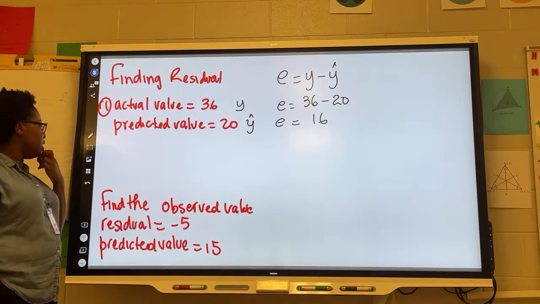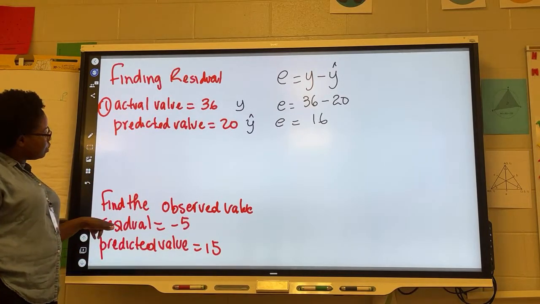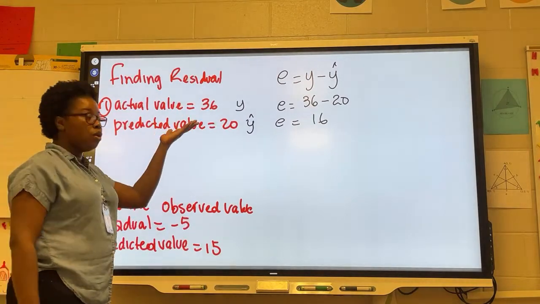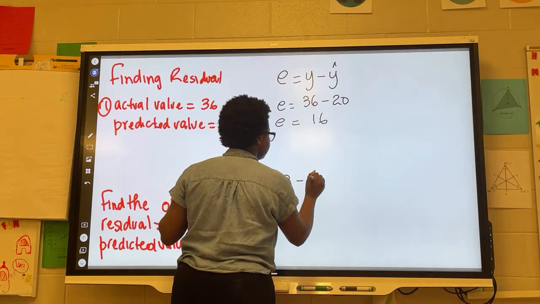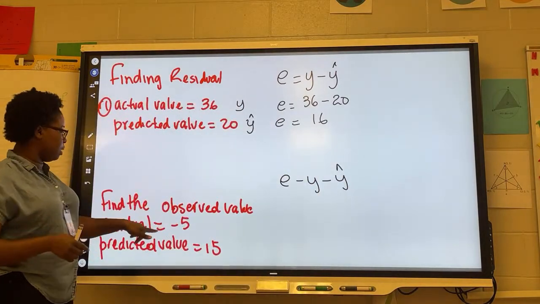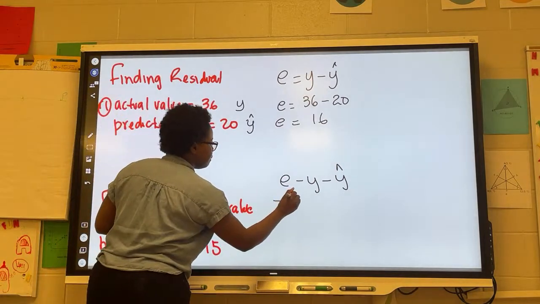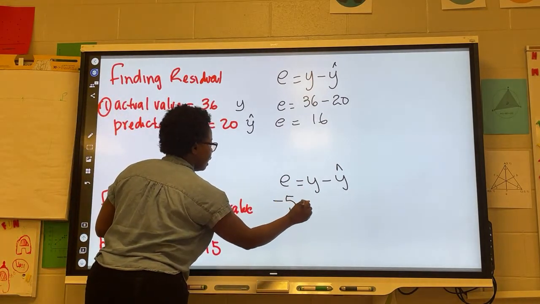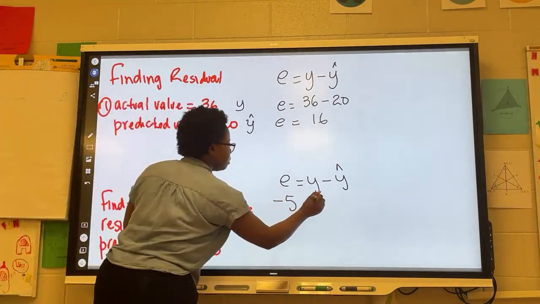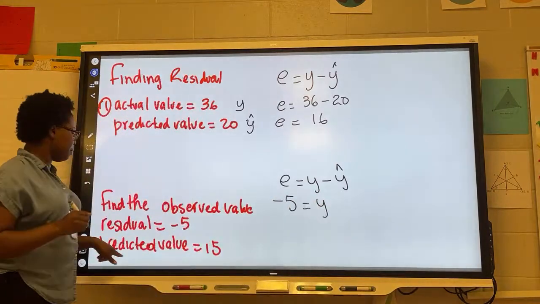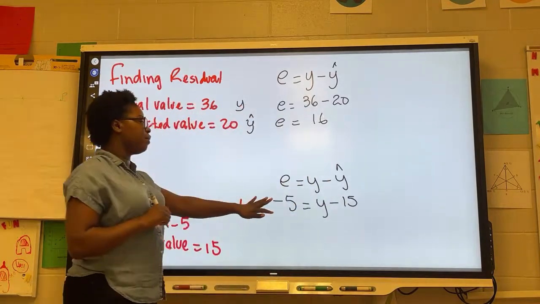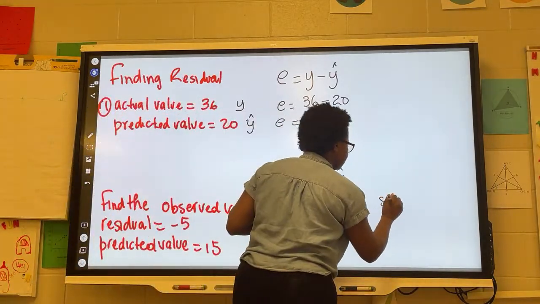This one now says find the observed value if the residual is -5 and the predicted value is 15. Again, you go for the residual formula and put in what they give you. They give you the residual to be -5. So -5 comes here, and that's equal to observed, which we don't know. Predicted value is 15, so we subtract 15. And right here, we're going to solve for y.